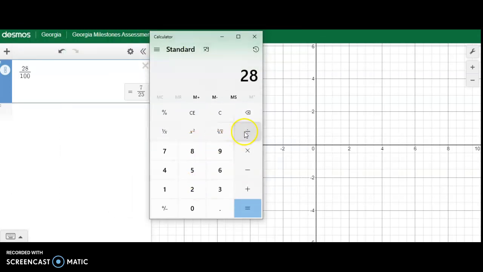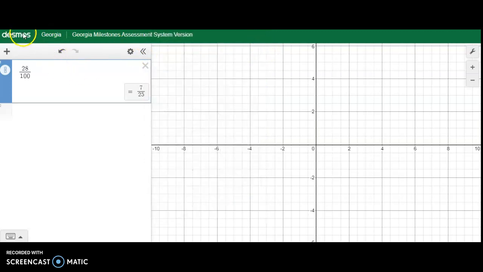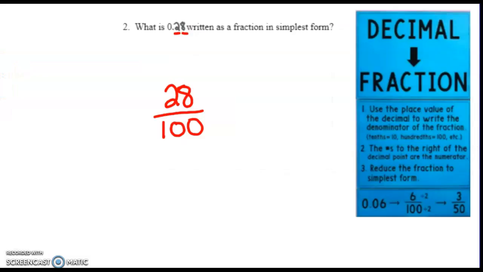So if you did 28 divided by 100 in this app, it tells you 0.28, but there is no way to switch that back into a fraction. So I strongly suggest that you do not use the calculator app on your computer. I suggest that you use Desmos. Desmos has this awesome feature that will convert it from a fraction to a decimal for you. So this one does equal 7/25.